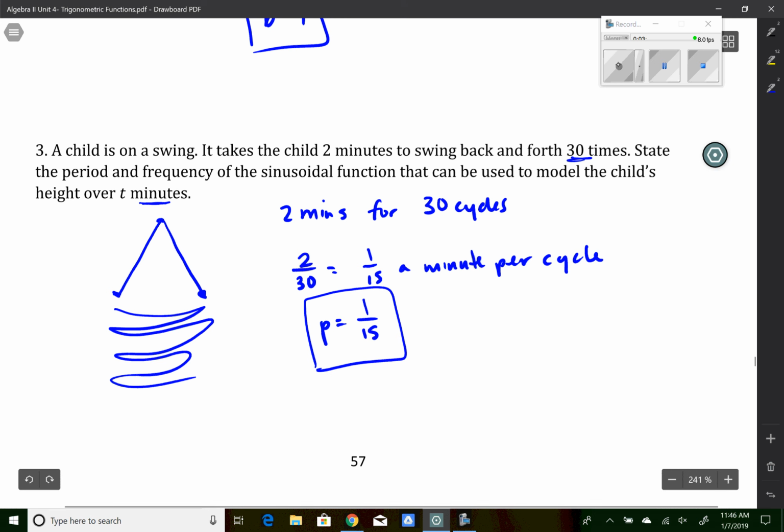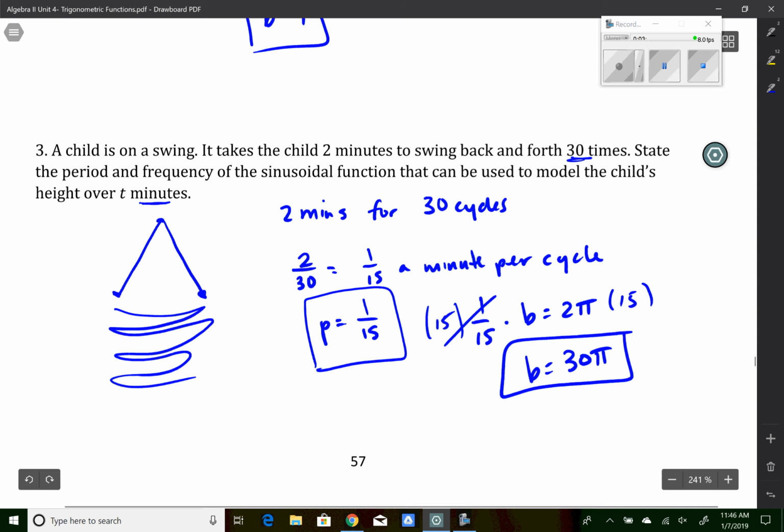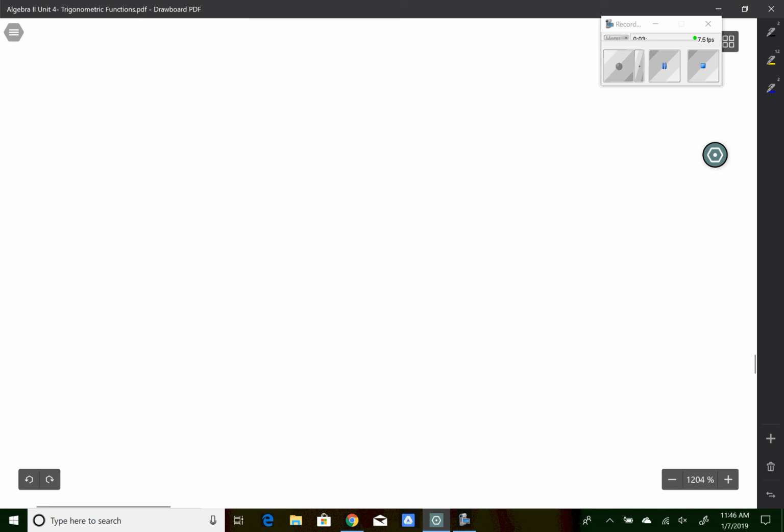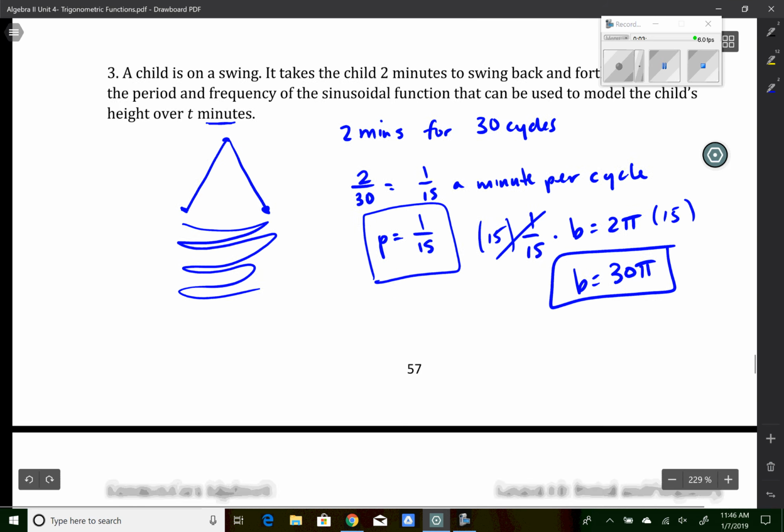So let's find the frequency. So I'd say 1/15 times b equals 2 pi. So the frequency, if I multiply both sides by 15, frequency is 30 pi. So we're just figuring out how long does it take to make one cycle. That's it.